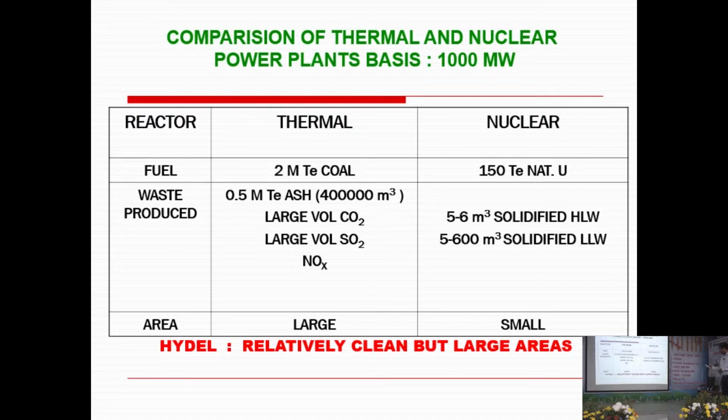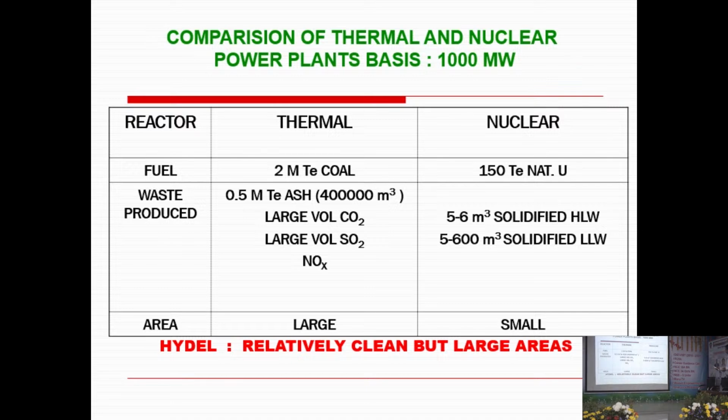But in the case of natural uranium, it is only 150 tons, which we use in our PHWRs. Waste-wise, thermal reactors generate almost 0.5 million tons of ash, which corresponds to about 4 lakh cubic meters of ash. Large volumes of sulfur dioxide and CO2, and of course some nitrous oxides, are also released.